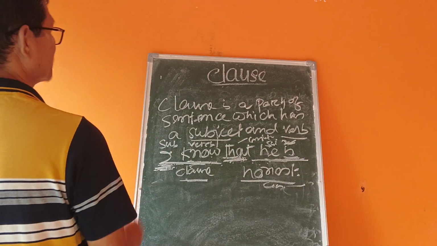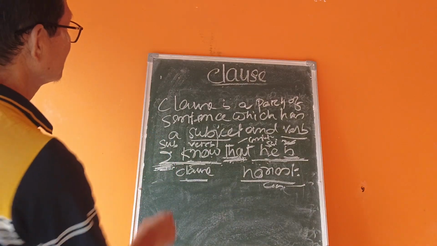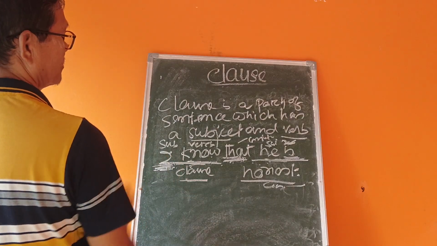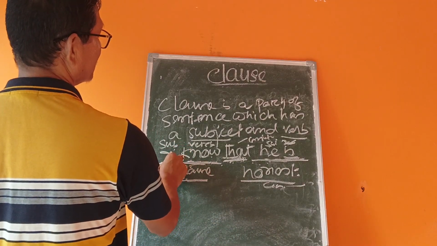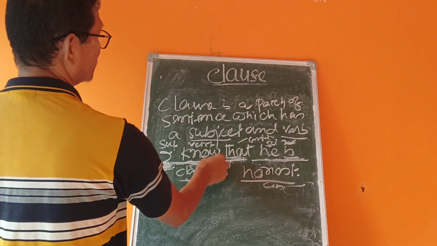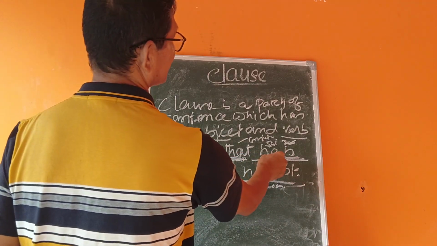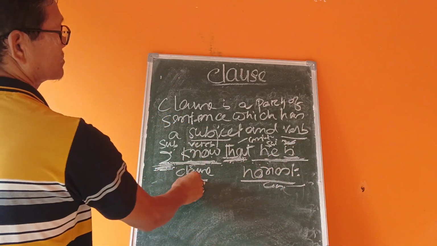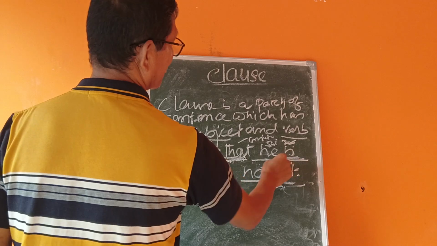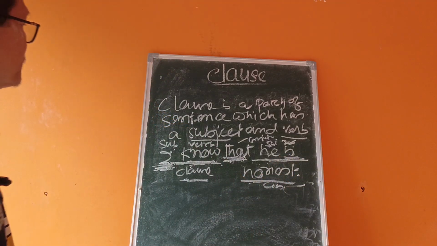That's why I is a subjective pronoun. I is a personal pronoun and it is a subjective pronoun. So we can say I is a subject, and "know" is a verb, and "that" is a conjunction. A subject and a verb make one clause. I hope you can understand.